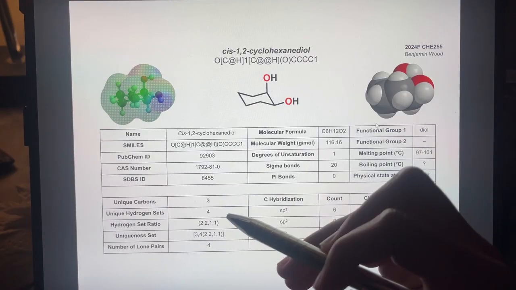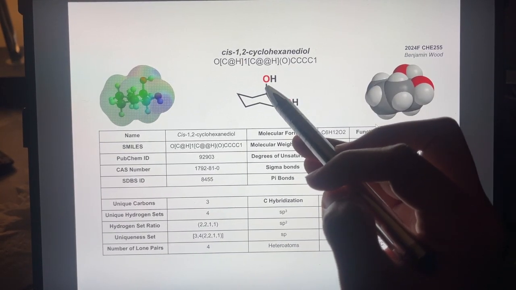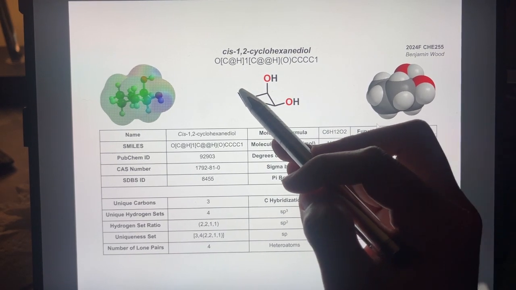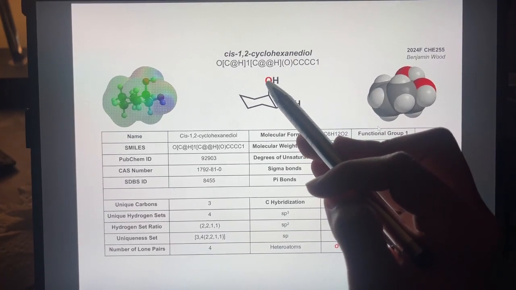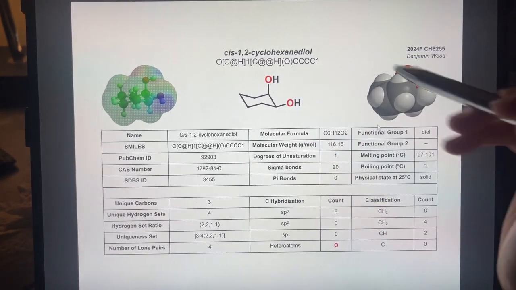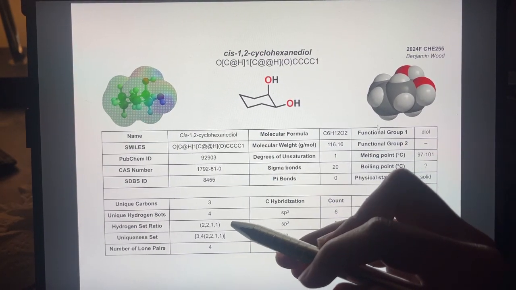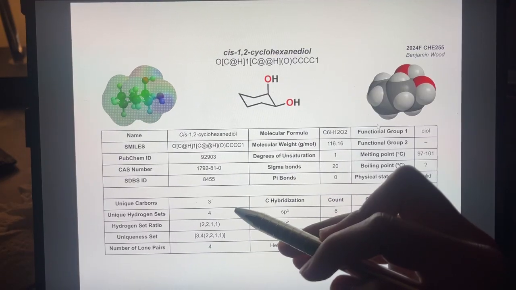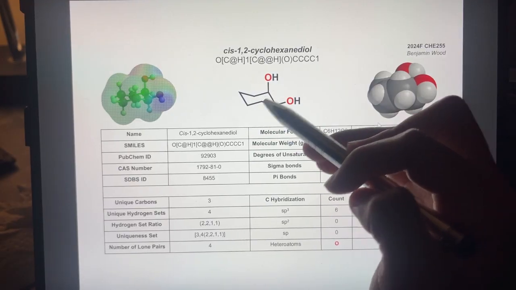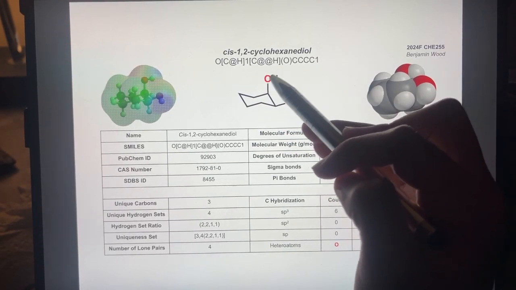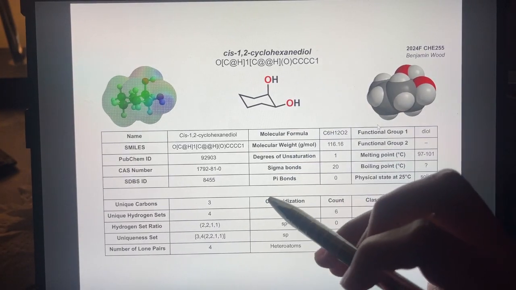And then there are 4 unique hydrogen sets. 3 of them are occupied by the same unique carbons, but what makes it 4 is the hydrogens that are connected to the oxygen. That makes up the hydroxyl group and overall diol functional group. The hydrogen set ratio of those 4 unique hydrogen sets is 2 by this carbon, 2 by this one, 1 by this one, and then 1 by the connected oxygen-hydrogen bond.